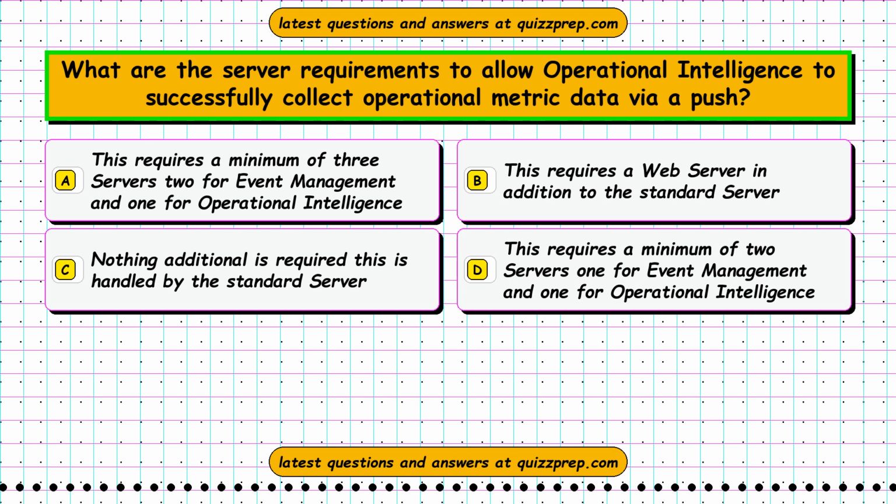Question 57. What are the server requirements to allow operational intelligence to successfully collect operational metric data via a push? Option A. This requires a minimum of 3 servers, 2 for event management and 1 for operational intelligence. Option B. This requires a web server in addition to the standard server. Option C. Nothing additional is required. This is handled by the standard server. Option D. This requires a minimum of 2 servers, 1 for event management and 1 for operational intelligence.